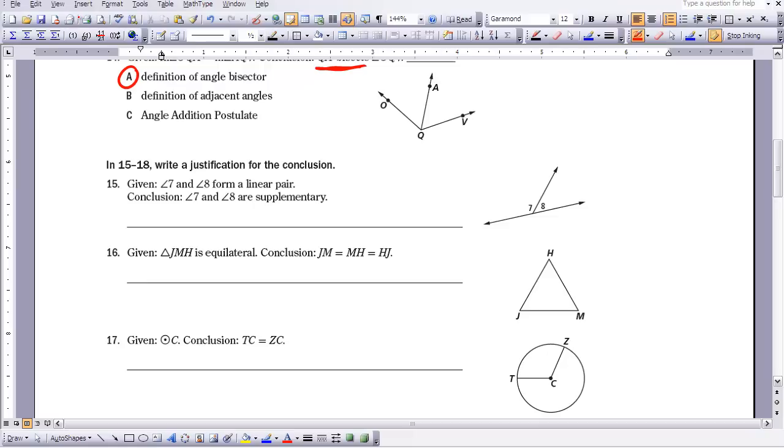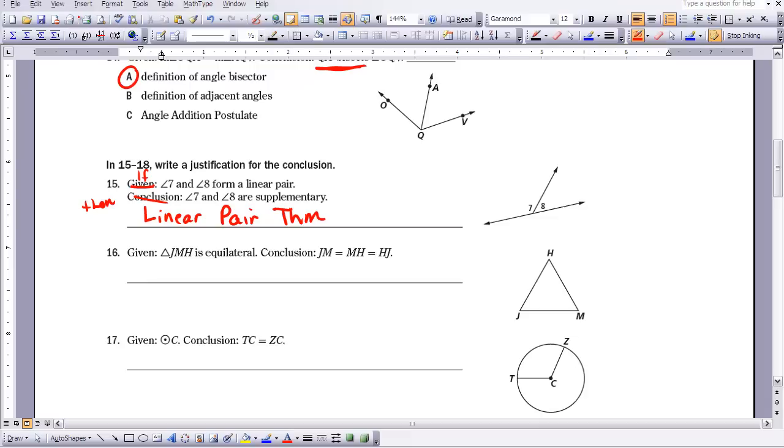You have a definition of linear pair and you have a linear pair theorem. You need to pick the one that talks about supplementary angles, and that would be the linear pair theorem. If you read that, if two angles form a linear pair, so that's my if, then they are supplementary. That's my then. My conclusion is my then, and it fits very nicely.